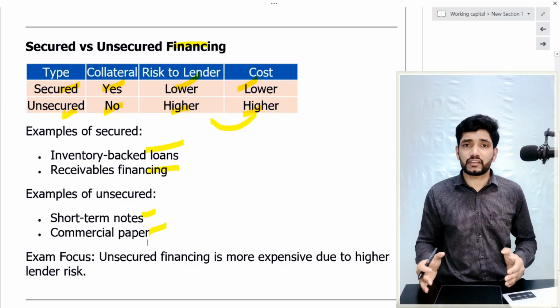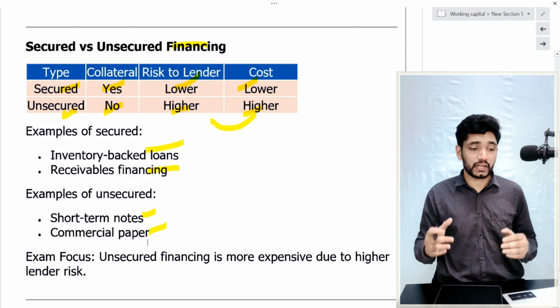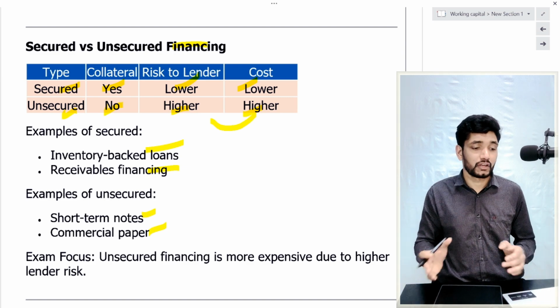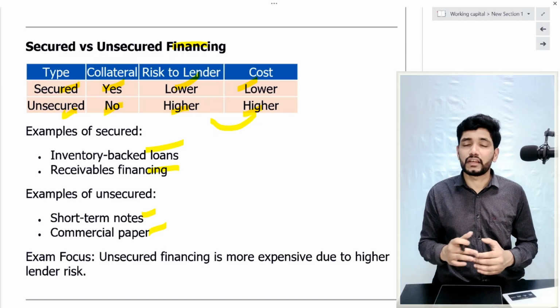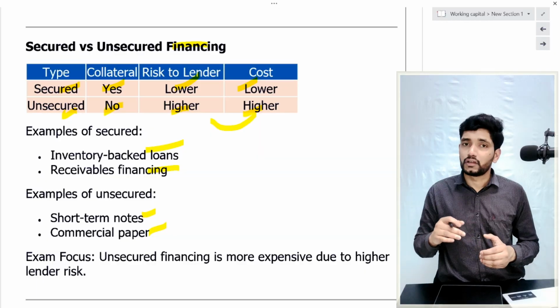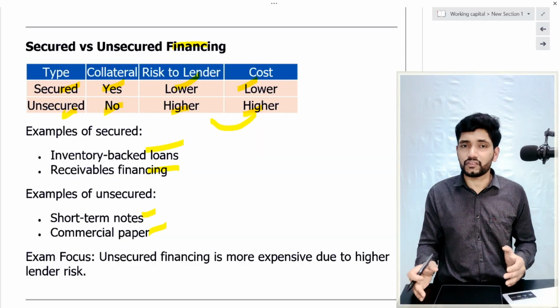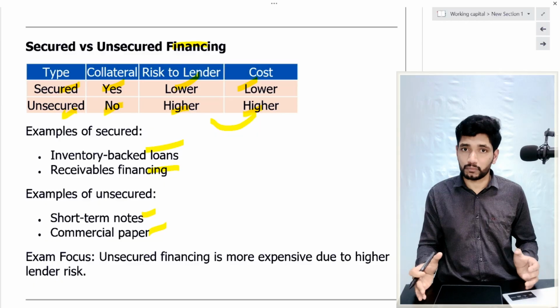Normally, unsecured financing is more expensive compared to secured financing due to its higher lending risk. So due to this higher lending risk, lenders will take a higher risk and they are expecting a higher return from that investment.